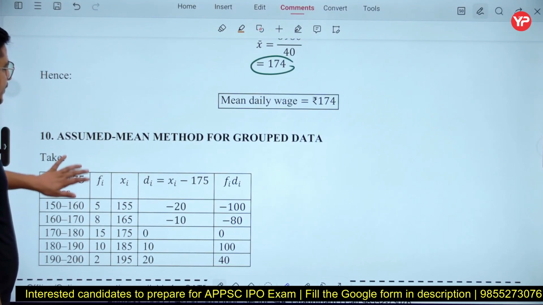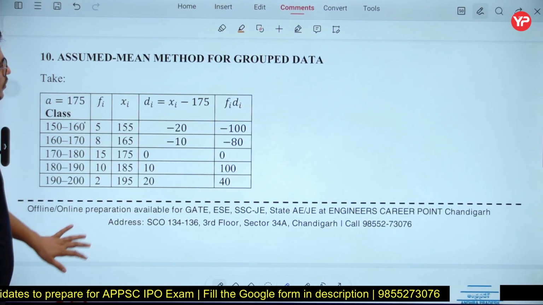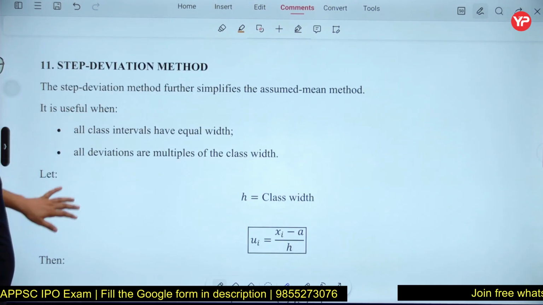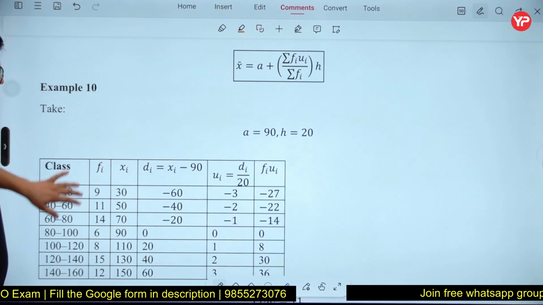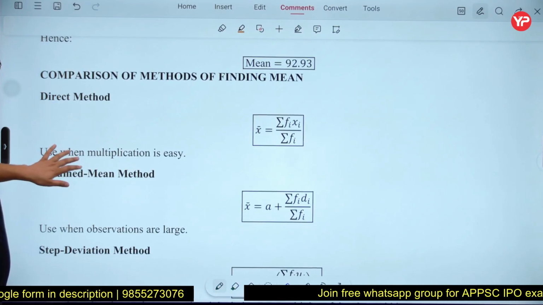The formula remains the same. As for the mean deviation method or assumed mean method, I don't think you need to go with that one. Go with only the one I discussed with you. That's the easy method, because the question will not be provided like this.